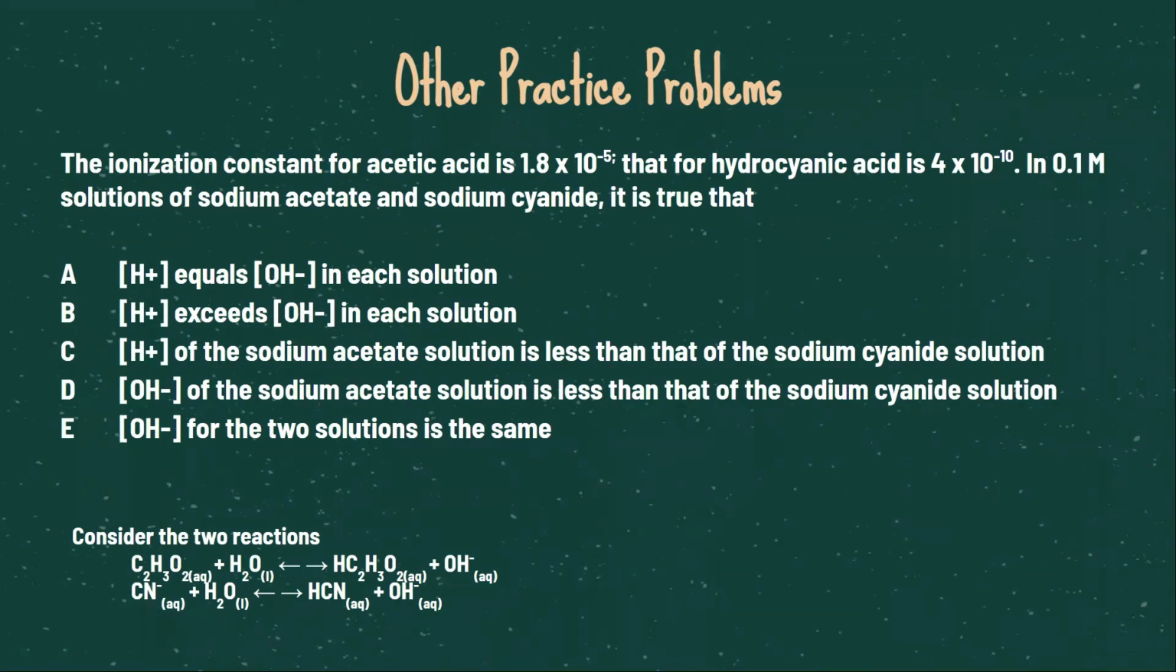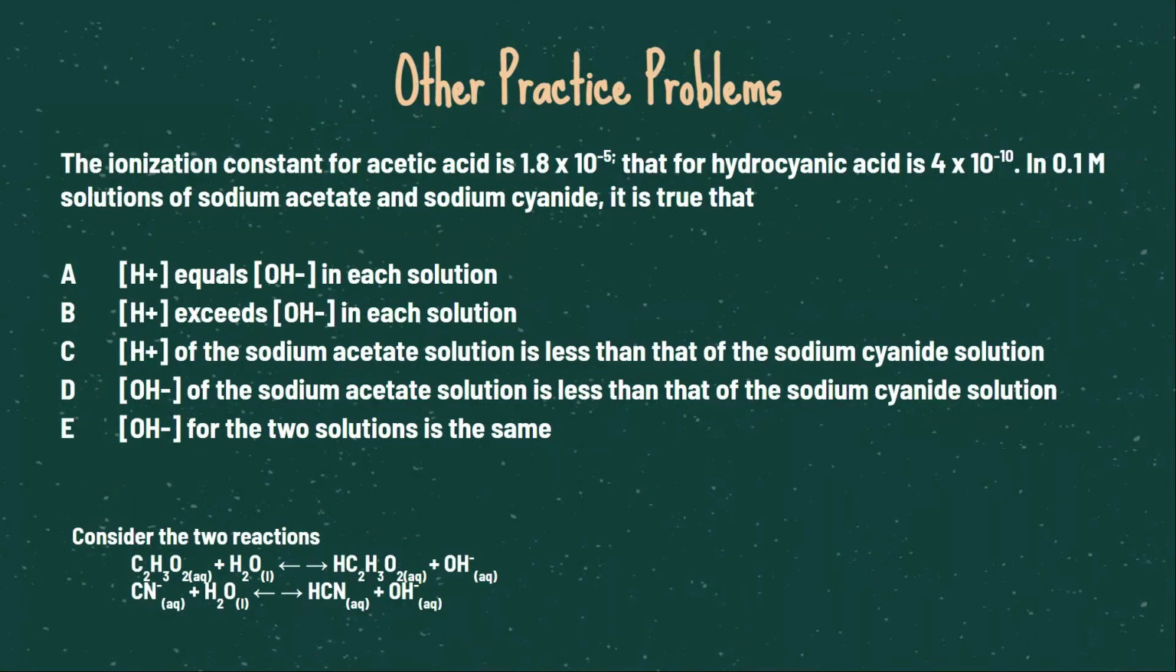We have our acetate ion that reacts with water to form acetic acid and OH minus. And then we have our cyanide ion that reacts with water to form HCN and OH minus. And again, these are weak acids, so we're in equilibrium here. So in order to determine what has greater concentration, OH, H, whatever, we need to look at our equations here. There's really no H plus in the solution, so we can eliminate A, B, and C here. But let's dive through it in a little bit more detail.